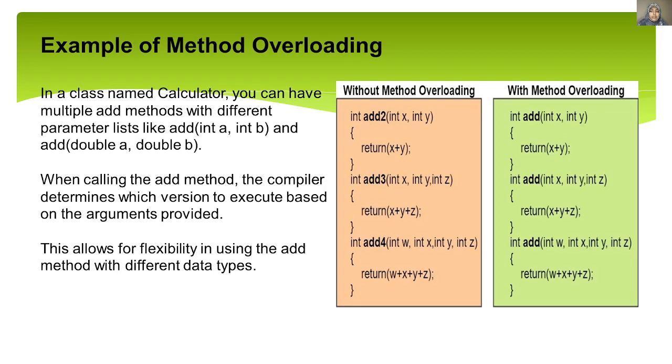Example of overloading methods. In a class named Calculator, you can have multiple add methods with different parameter lists, like add(int a, int b) and add(double a, double b). When calling the add method, the compiler determines which version to execute based on the arguments provided. This allows for flexibility in using the add method with different data types.